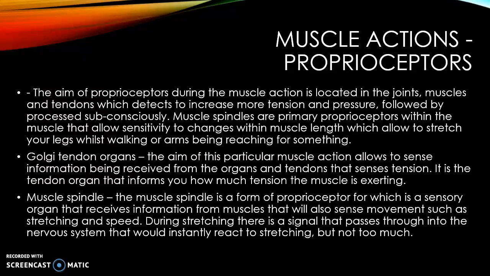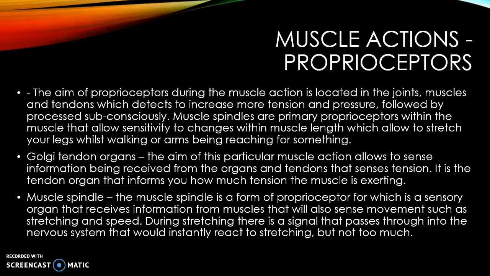The proprioceptors, so we're going to move on to proprioceptors now. The aim of this is the muscle action located in the joint. This follows on with muscles and tendons which detect increased tension and pressure, followed by being processed subconsciously. Muscle spindles are primary proprioceptors within the muscle that allow sensitivity to changes in muscle length, which also allows you to stretch your legs whilst walking or reach your arms for something.